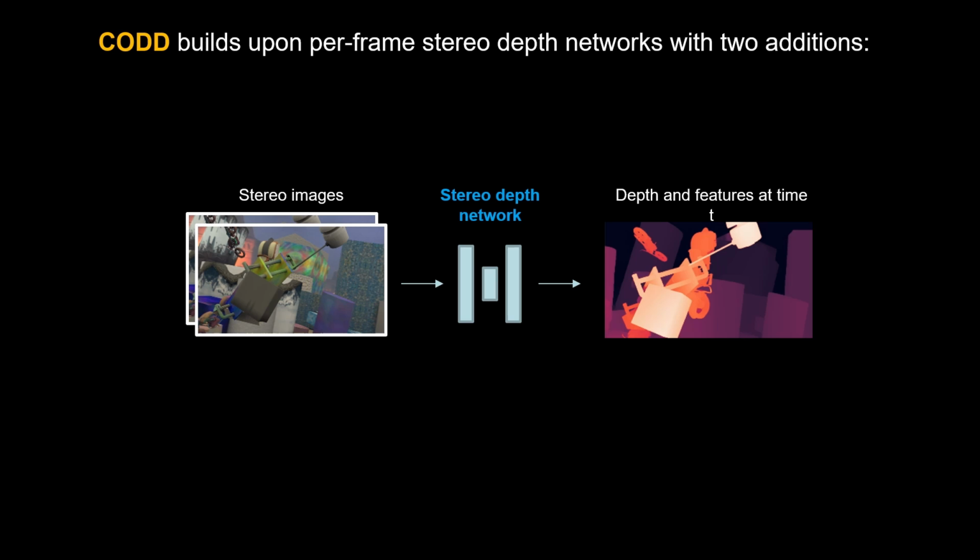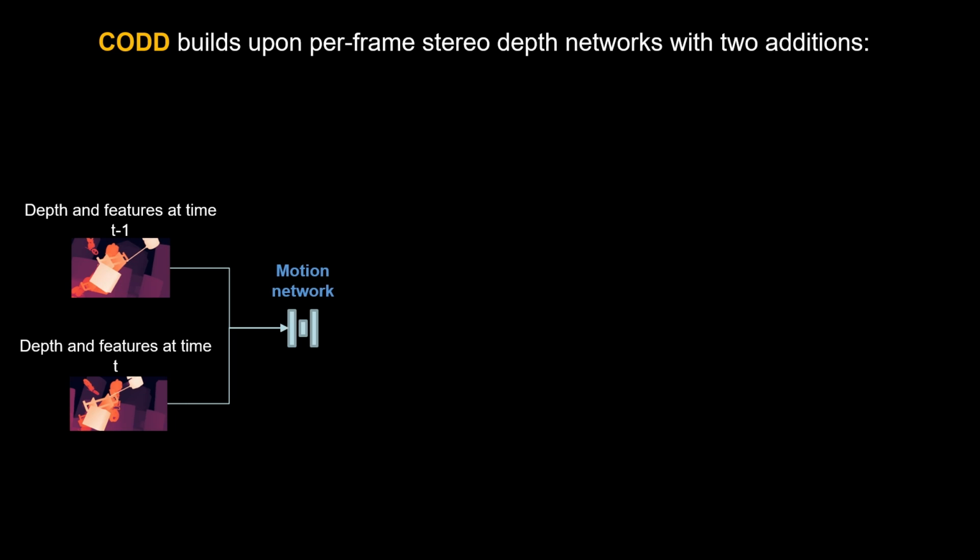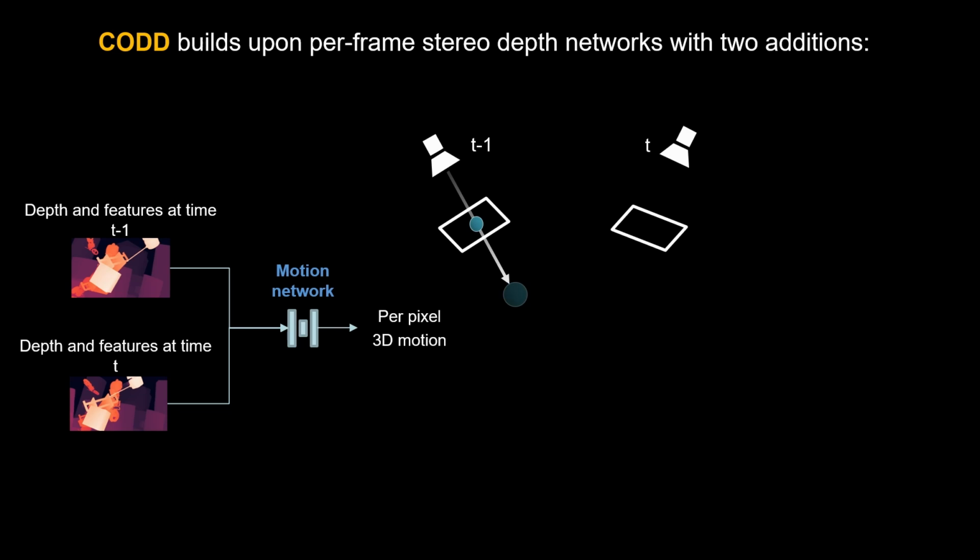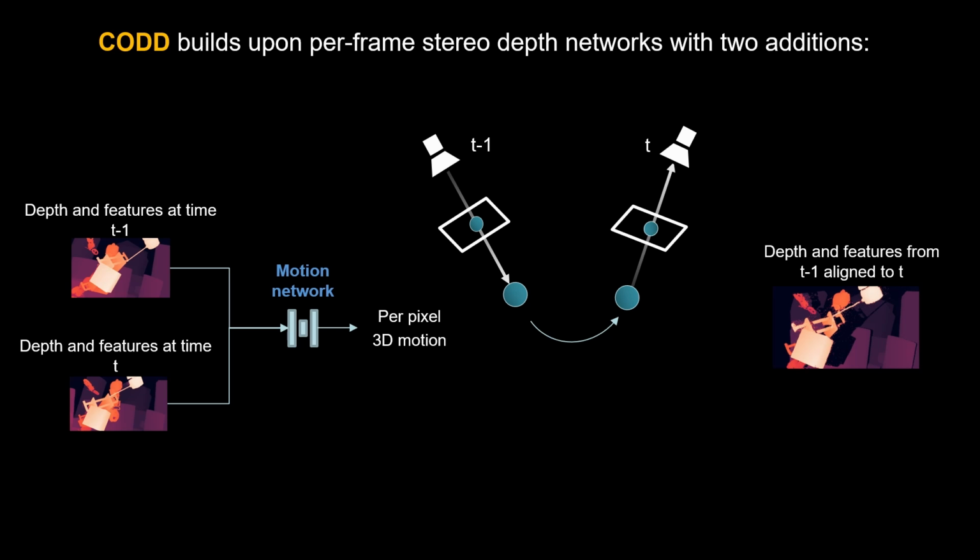How does COD work? COD builds upon stereo depth networks, which extract per frame depth and features at each time point. For consistency, we introduce two additions. First is the motion network. The motion network takes estimates from both the current and previous time points as input to regress per pixel 3D motion. Therefore, we can back project the observations from previous time point, use the 3D motion to align the past observation to the current time point, and project it to generate the aligned estimate.